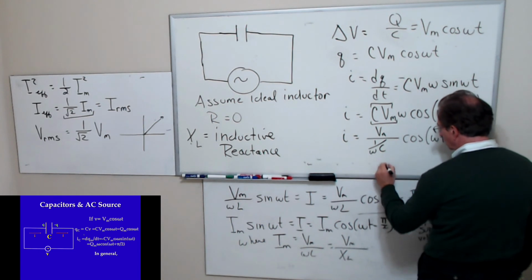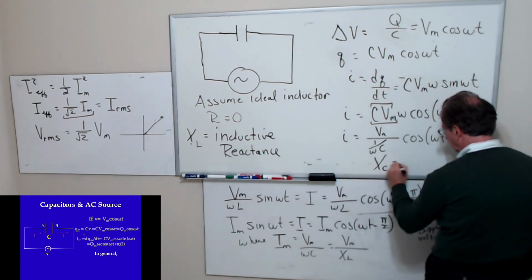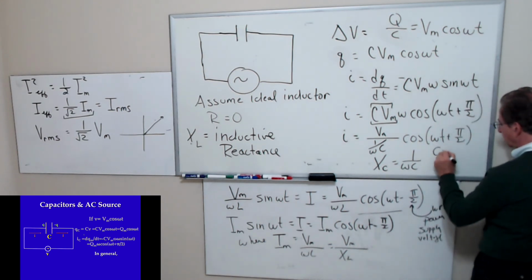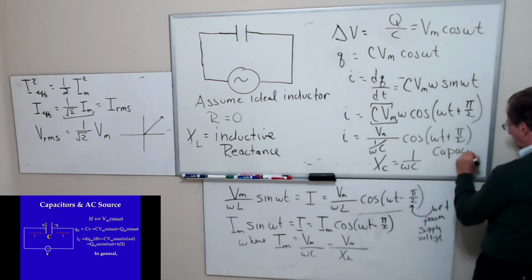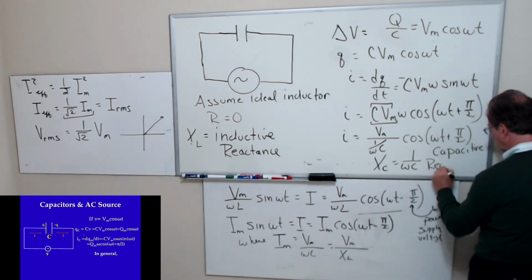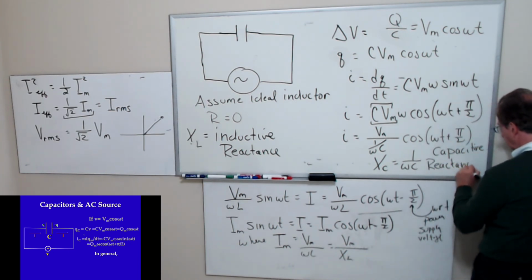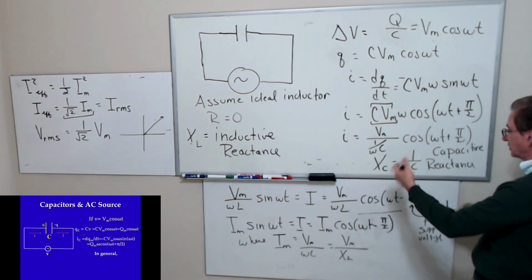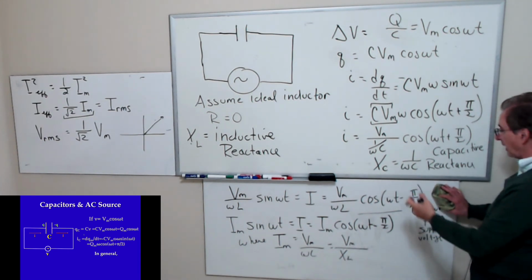And so that means I'm going to define X sub C equals 1 over omega C, and I'm going to call this the capacitive reactance. I'm defining this just so it looks like Ohm's law. So I can say the voltage across the capacitor is I times X sub C.